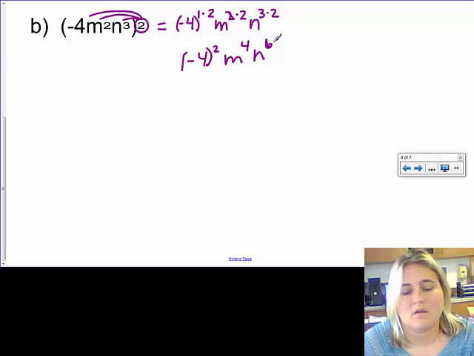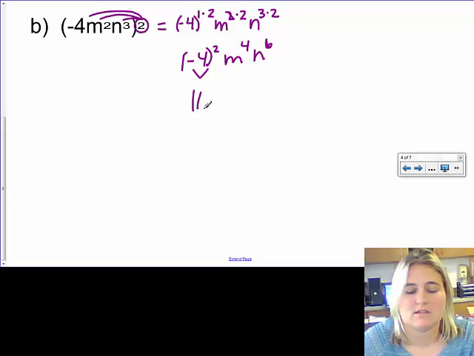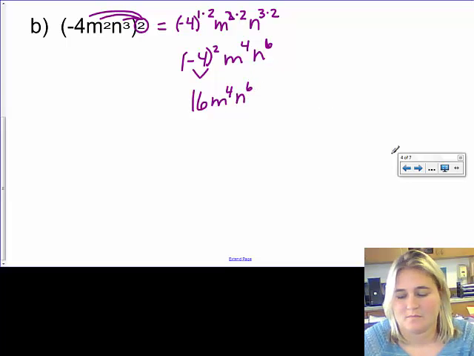Okay, now that I'm here, I still have a little bit of simplifying that I can do, because I have (-4) to the second power. (-4) to the second power, I hope you remember, means -4 times -4, which is going to get me a positive 16, and then I'm going to bring down the rest of my answer, m to the fourth, n to the sixth.